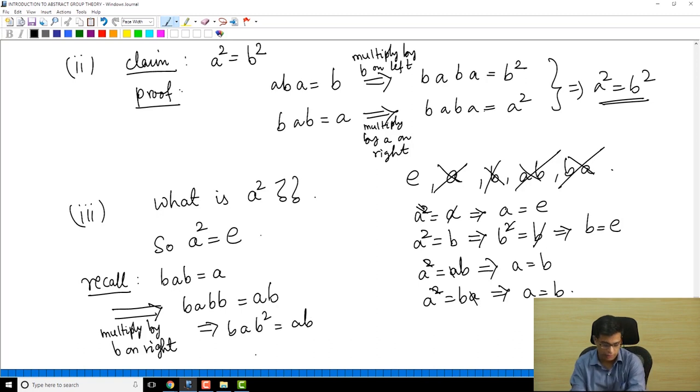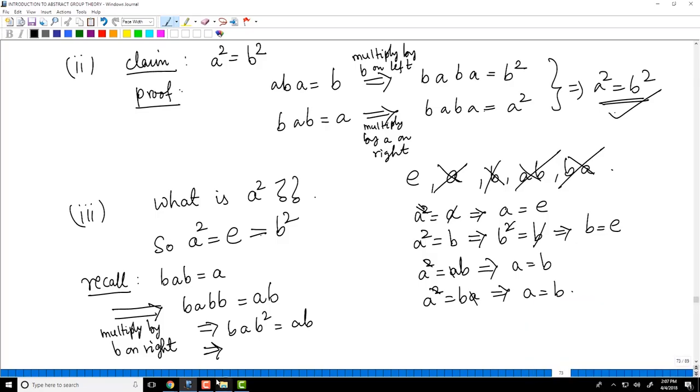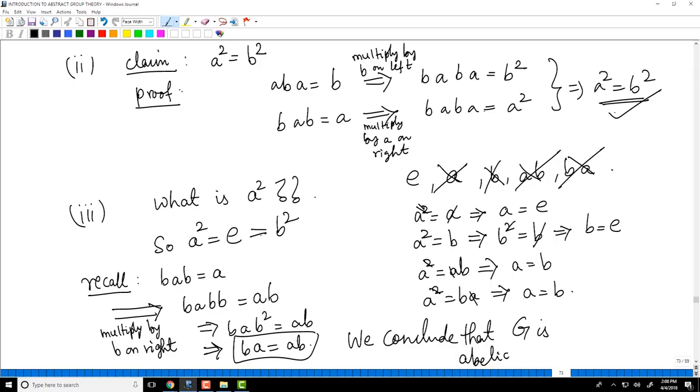But B squared is also E. If A squared is E, that is equal to B squared. So, I have shown that A squared equals B squared. So, BA B squared is AB, but B squared is E. So, BA equals AB, but this is a contradiction because I started with elements A and B which do not commute with each other. So, AB and BA cannot be equal to each other. So, again we conclude that G is abelian, G being any group of order 5.